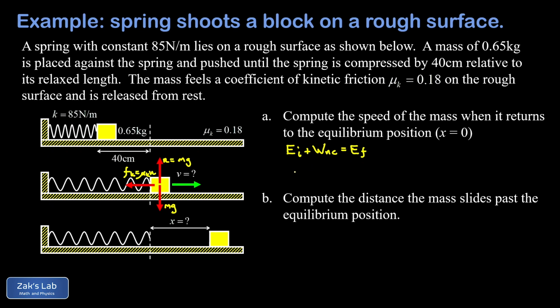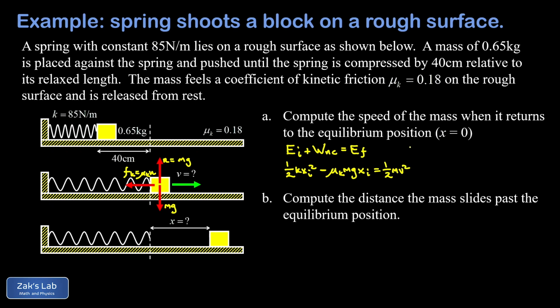So subbing into our energy conservation equation, we have an initial energy of 1/2 k x initial squared. All the energy is stored in the spring at that moment. Then we have the work done by friction. Well, that points exactly opposite the direction of motion. So this gets a minus sign, and it's force times displacement. So the force is our friction force, mu k times the normal force, but the normal force is mg. And the distance that force acts through is also equal to x initial, in other words, 40 centimeters. Then in our final state, all of our energy is kinetic, so it's going to be 1/2 mv squared.